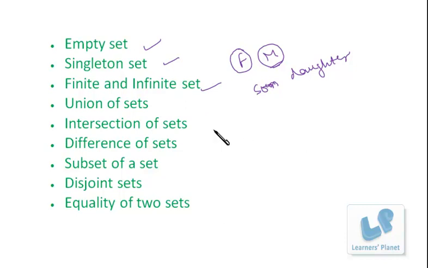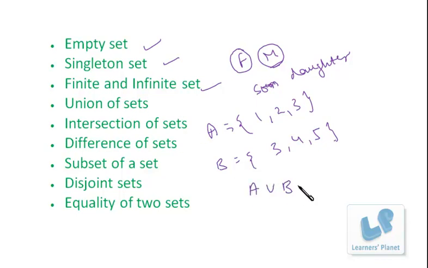Suppose I have a set A in which I have elements 1, 2, 3, and a set B in which the elements are 3, 4, 5. So the union of sets, how do we represent that? That is A union B. That will be all the elements from A and B taken a single time, right? No repetition should be there.